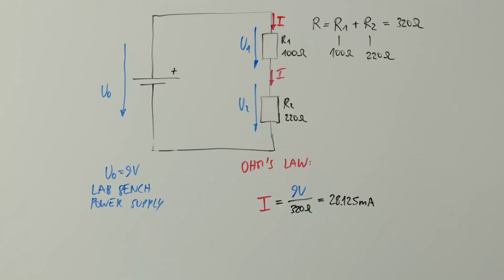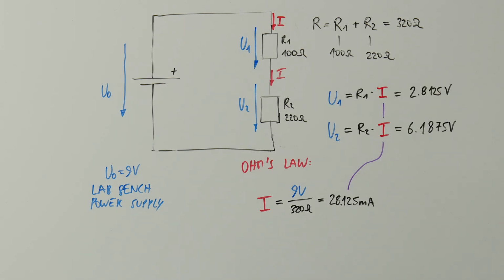We know that the flowing current should be 28.125 milliamps. So if we multiply this current with the resistances, we get 2.8 volts and 6.2 volts, which together is exactly 9 volts.